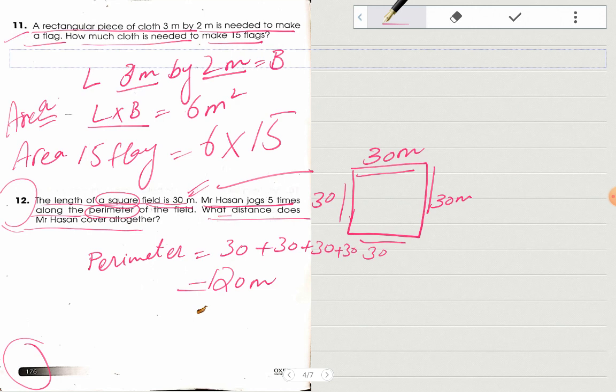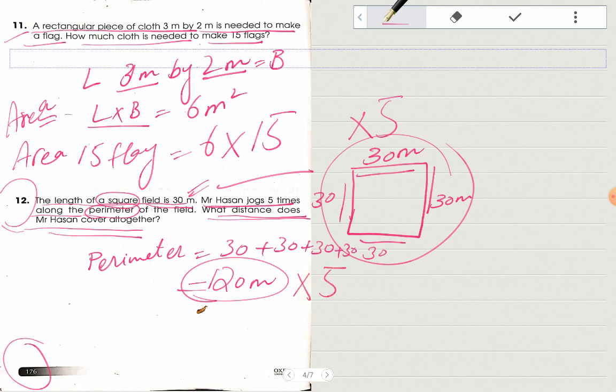Now what distance does Mr. Hassan cover altogether? Mr. Hassan jogged 5 times along the perimeter. So it means whatever the perimeter you will find out, you will multiply it with 5. You will find out the total distance.